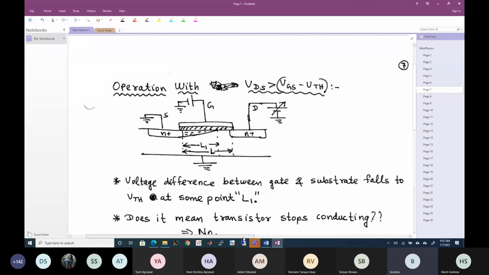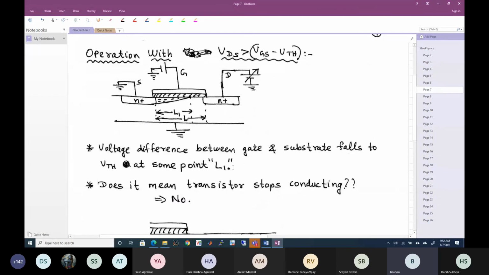Now, as I said, with VDS the voltage difference between the gate and substrate falls to VTH at some point L1. At this point, whatever is the voltage Vx, Vg minus Vx is equal to VTH. Here in this region it is less than VTH, and therefore there is certainly no channel. So the channel is only up to this point. Now, does it mean the transistor stops conducting?